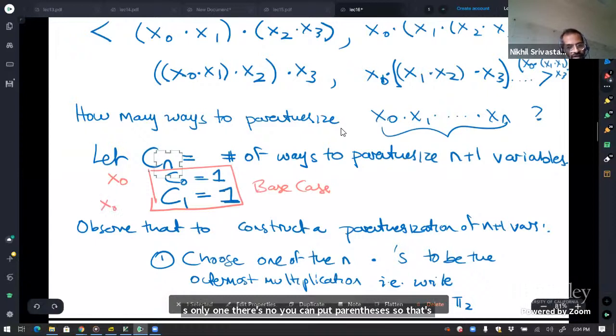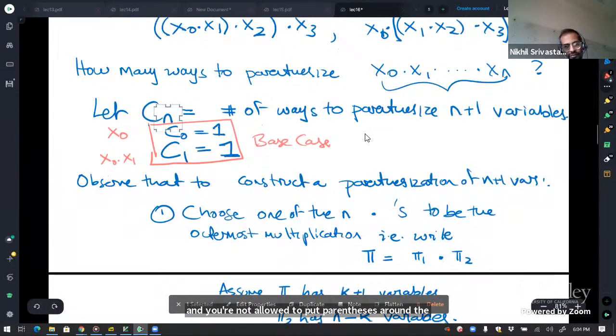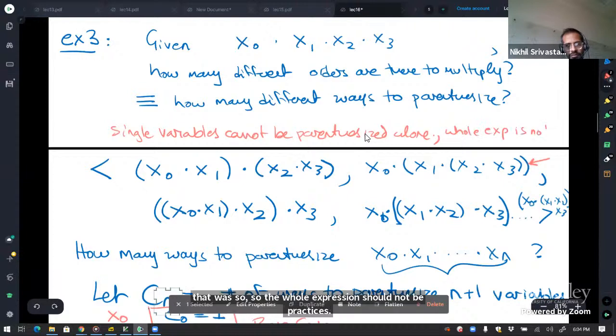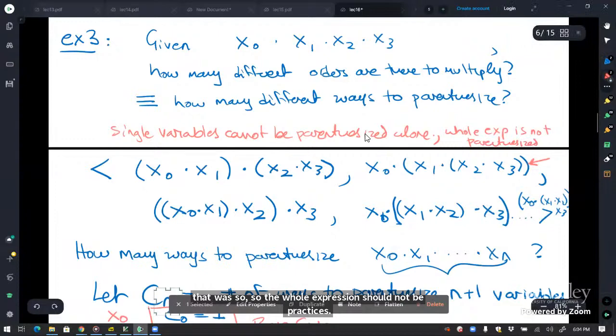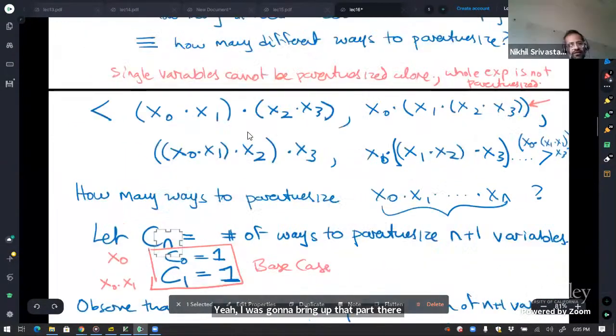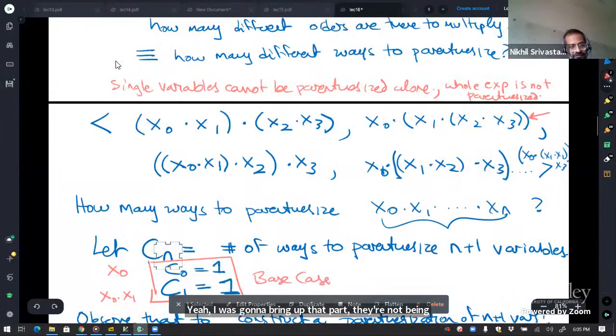And C1 is X0 times X1. And you're not allowed to put parentheses on the whole expression either. So there's only one way to do that. So the whole expression should not be parenthesized. Yeah, I was going to bring up that part, the whole expression not being parenthesized. So you're right. I should have specified where you are allowed to put parentheses.